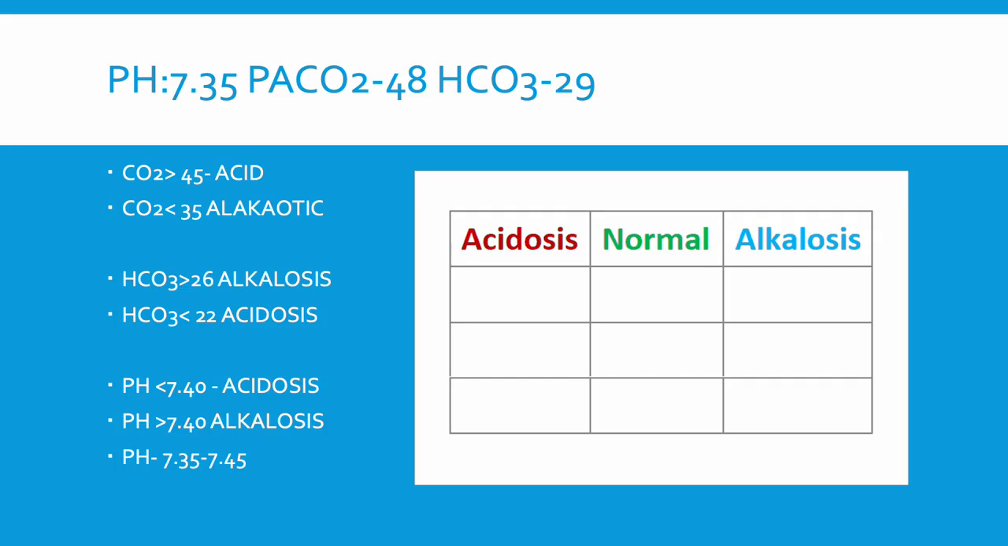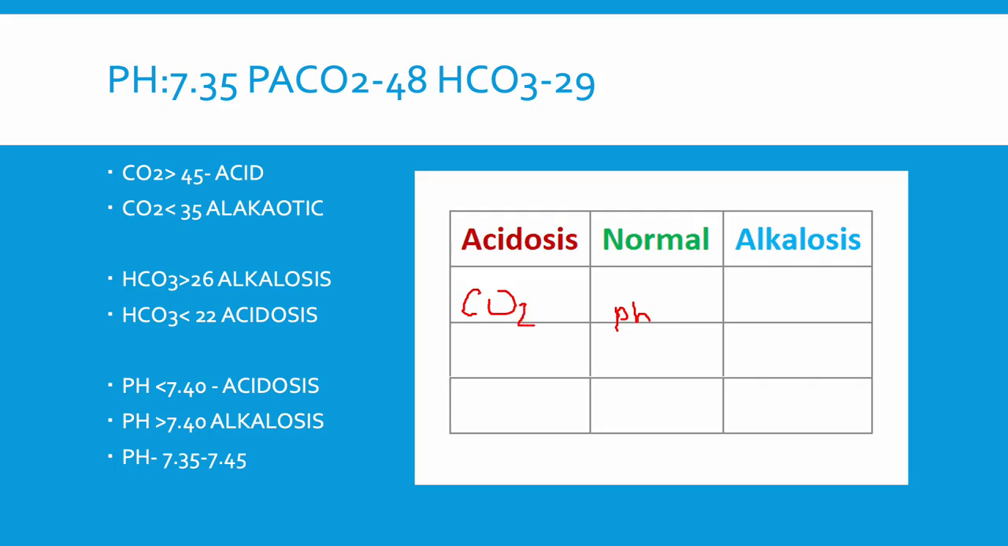All right, so the pH is 7.35. So normal levels is 7.35 to 7.45. So that is normal. So we're going to write it under the normal side. All right, and then the PCO2 is 48. So normal ranges is 35 to 45. So we're going to write that under the acidosis because it's 48, so it's a little elevated. So we're going to write the CO2 over here.